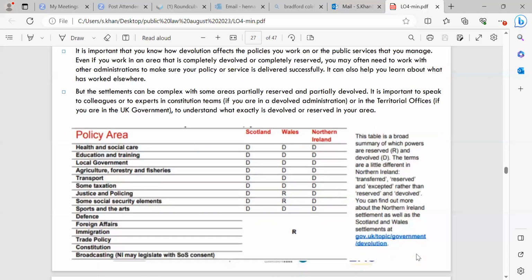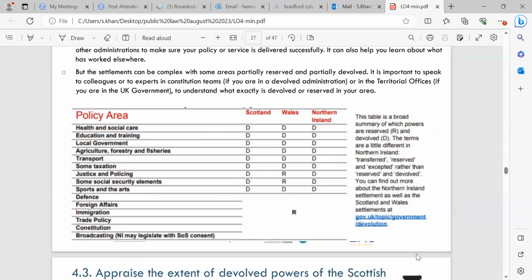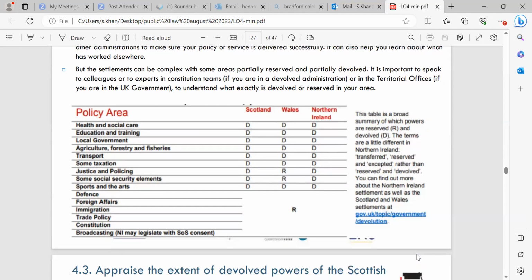The table here identifies a summary of which powers are reserved and devolved. The terms are a little different in Northern Ireland: transferred, reserved, and accepted rather than reserved and devolved. And you can find out more about the Northern Ireland settlement as well as the Scotland and Wales settlements on the gov.uk website.